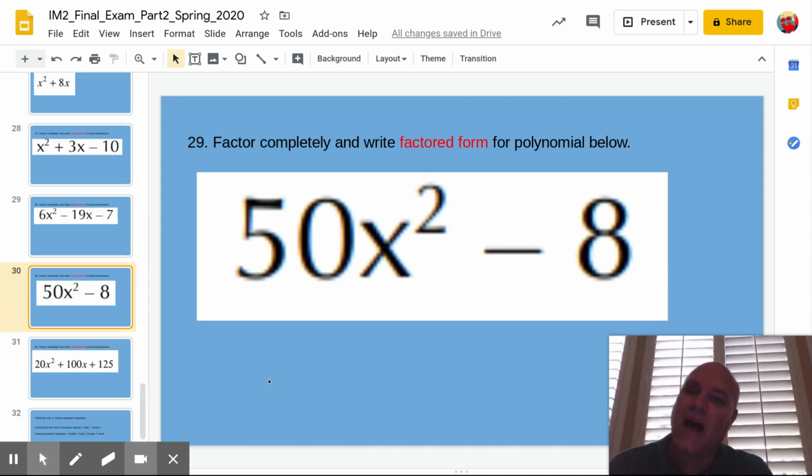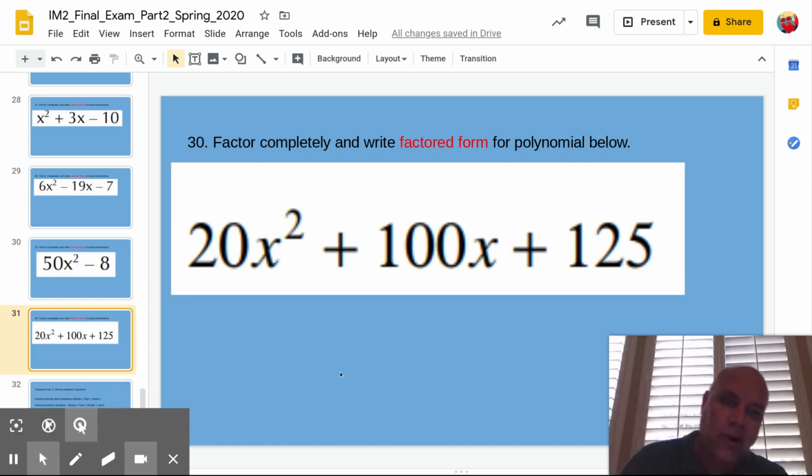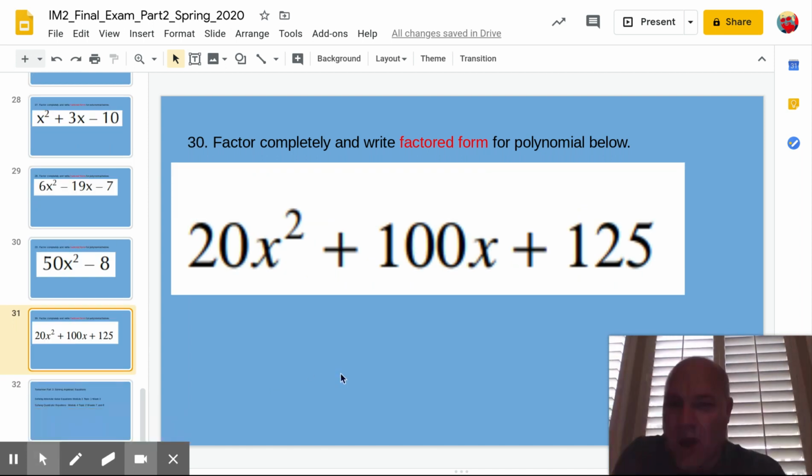Question 29, factor completely 50x squared minus 8. I'll give you a little bit of a hint here. You need to do two things on this one. It's not going to be a one-step factoring. Question 30, yay, our last question. Now I want you to factor completely 20x squared plus 100x plus 125.